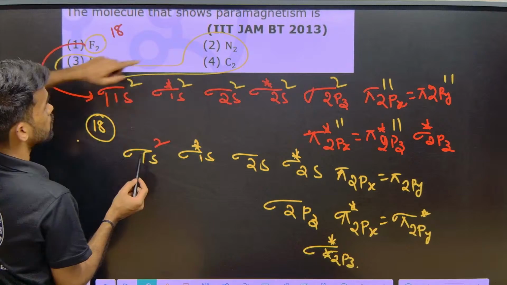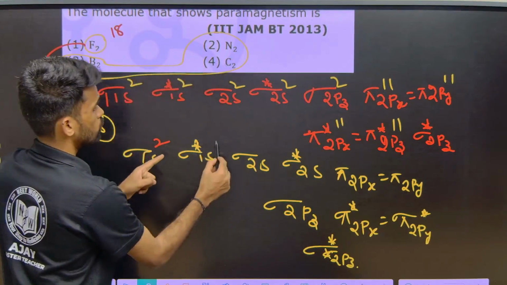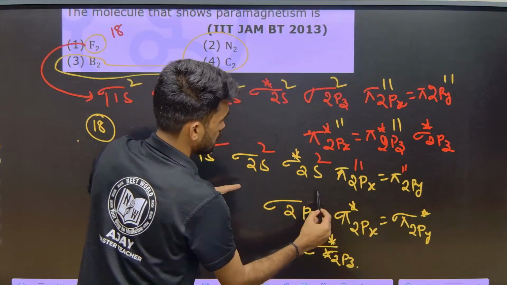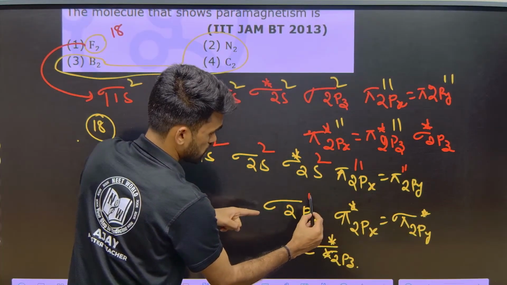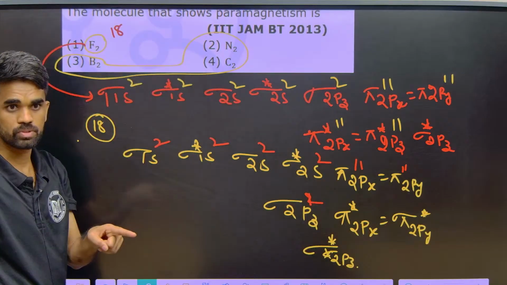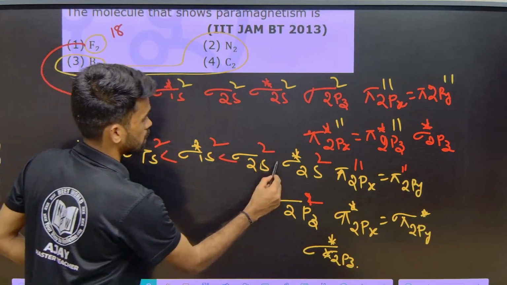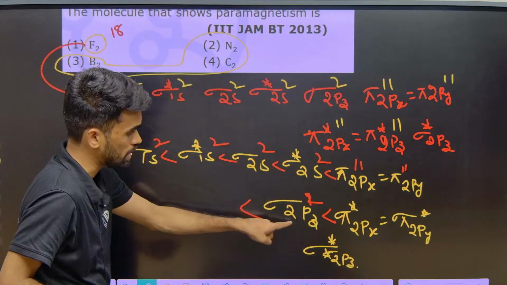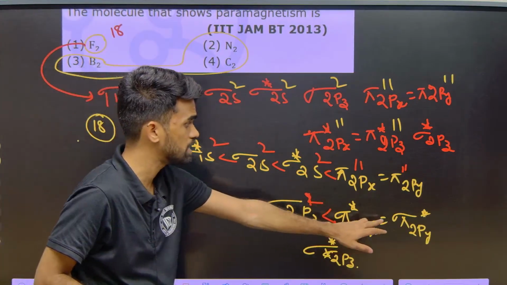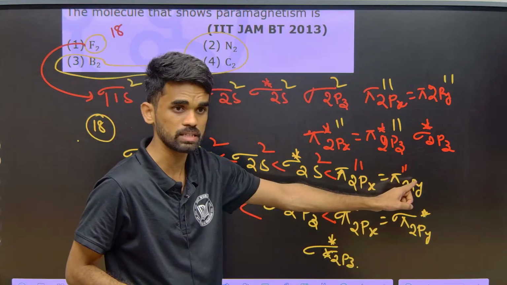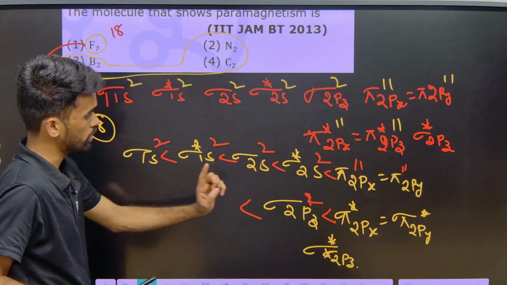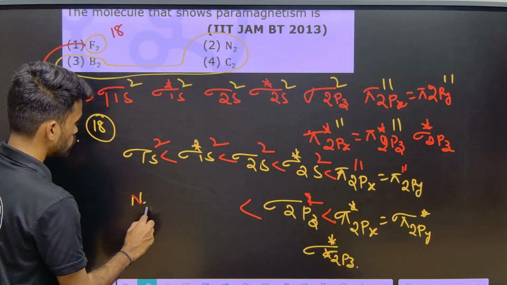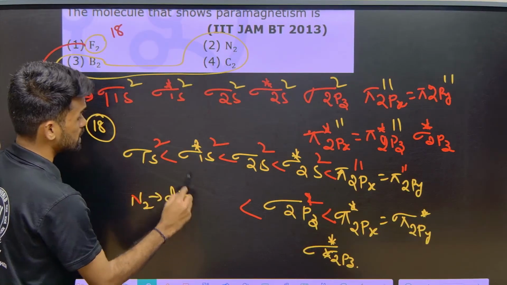For N2 we will do 2, 4, 6, 8, 9, 10, 11, 12, 13, 14, with sigma only now. See, this is the energy order, right? In a particular energy level you should fill the electrons. If they are degenerate, then give only one electron to each first. Okay, so is this diamagnetic or paramagnetic? Diamagnetic. So N2 is diamagnetic. So what is the bond order of N2?